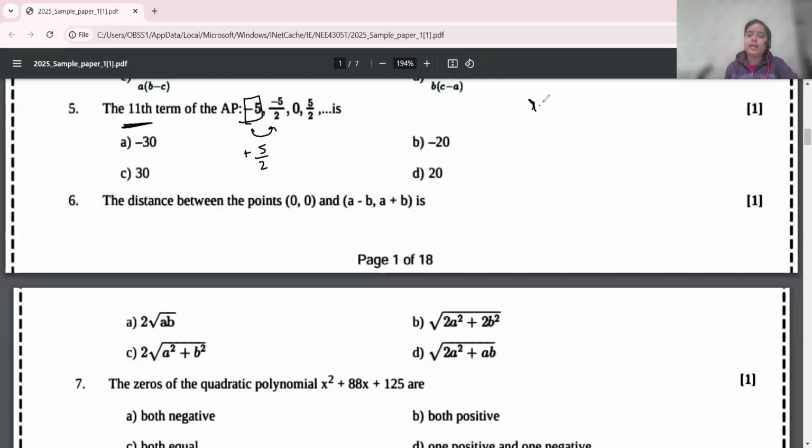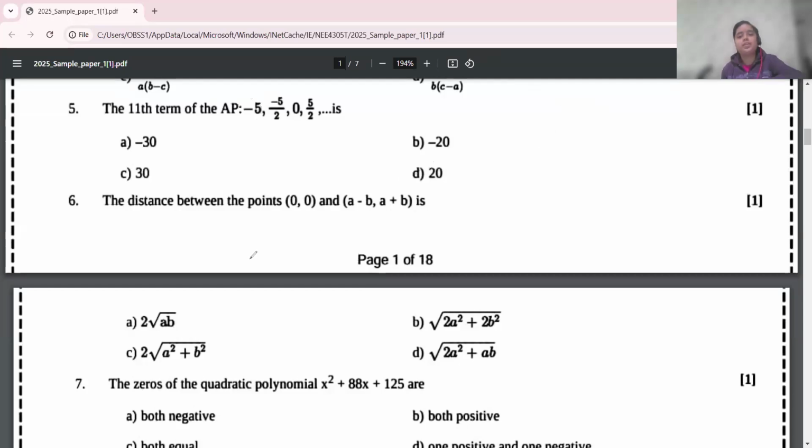Here we have to find a plus 10d. A is minus 5 plus 10 times 5 by 2. 5 5s are 25, 25 minus 5 is 20. The answer is option number D. Moving on to the next question.